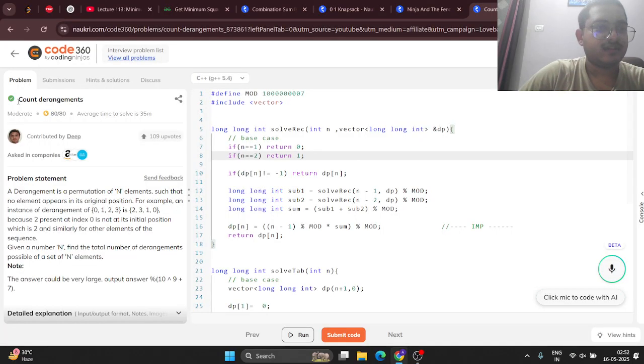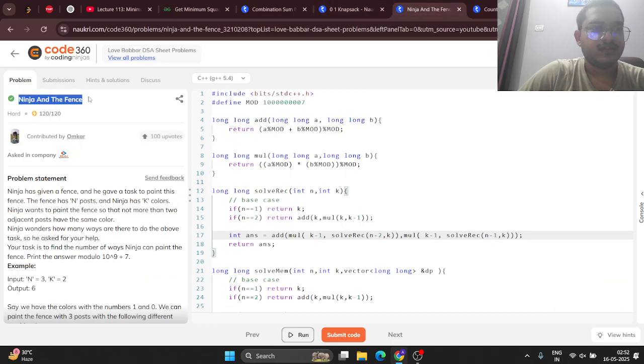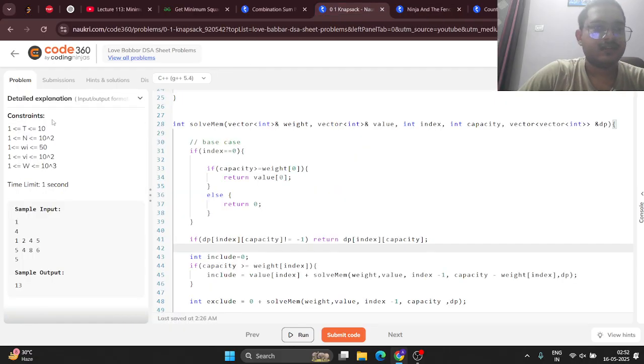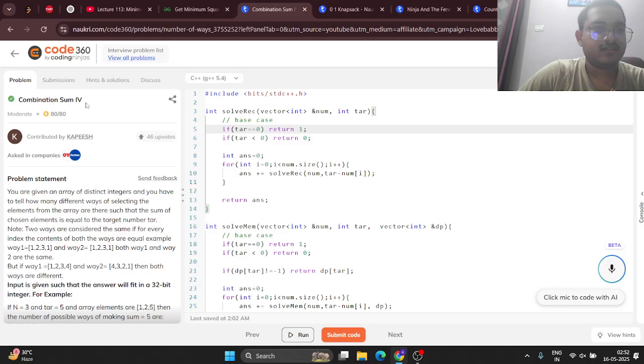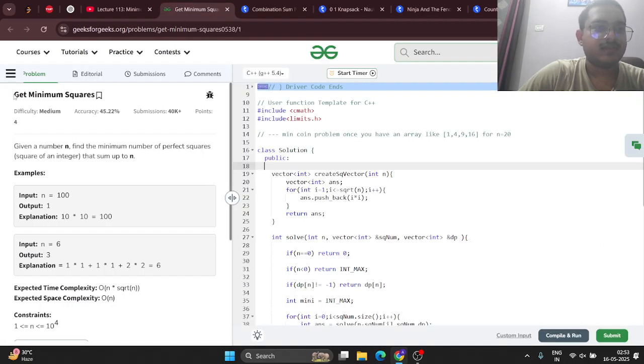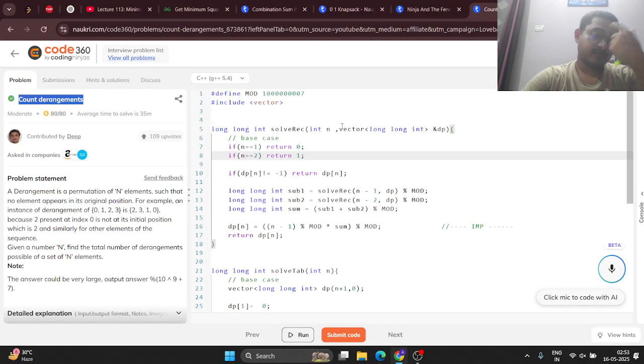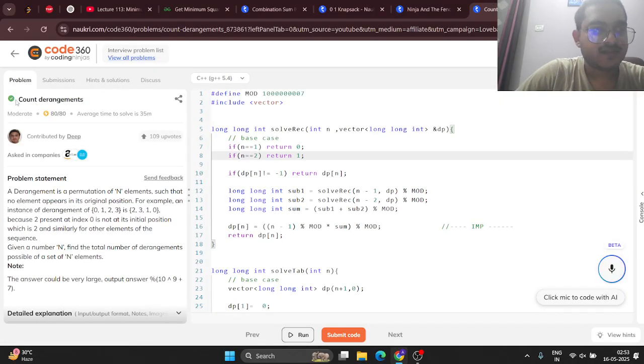First problem is count derangements, then Ninja and the French, then 0-1 knapsack, combinations, and min squares. The logic behind the first one was very interesting.